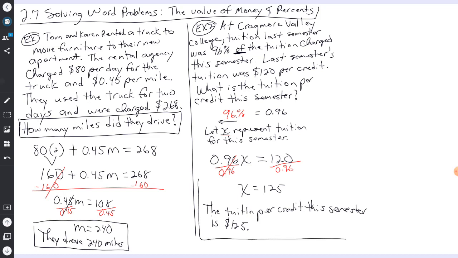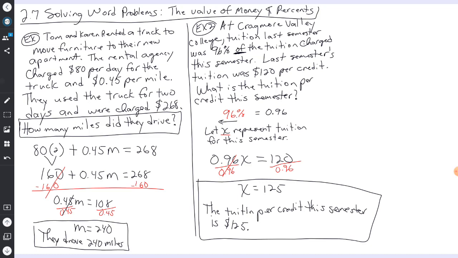See, that's what threw me off, because I did not get that answer. I got 115 because it was 96% of 120. 125 is a lot more than 120. Yeah, so this is what it is for this semester. Last semester it was 120. Most would increase by $5 a credit. 96%, still not bad.